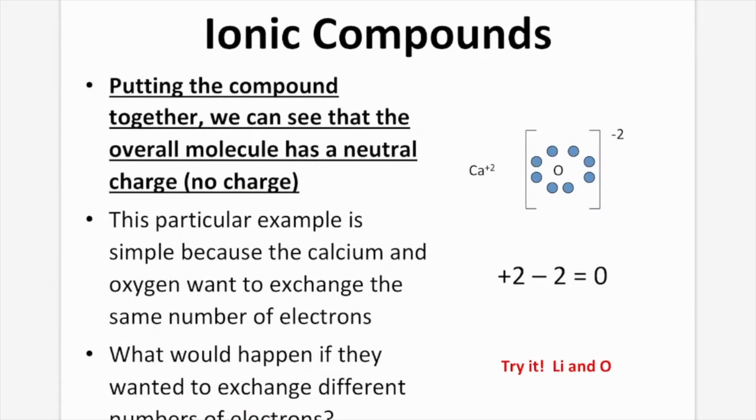So putting the compound together, we can see that the overall molecule has a neutral charge. It has no charge because it was +2, and then it's -2, and that equals 0. This particular example is simple because the calcium and oxygen want to exchange the same number of electrons. But what do you think would happen if they want to exchange a different number of electrons? So what I want you to do is pause the video and draw the ionic compound for lithium and oxygen.